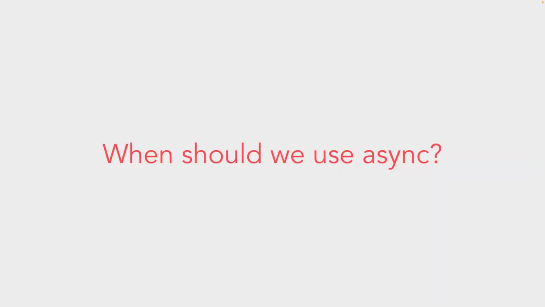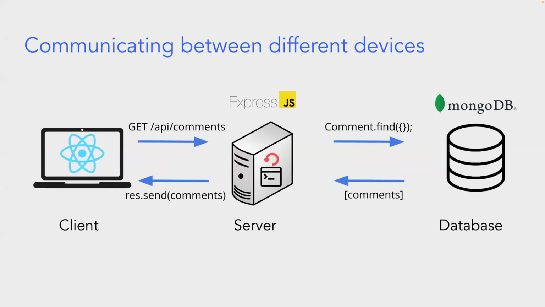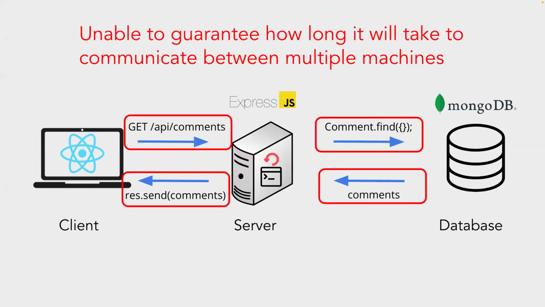So now we're going to go through some examples of when async is a good idea to use. And for the most part, we already can use async for all of these things, and it's pretty much the default. So when we're communicating between different devices, there are a lot of places where this communication can get very slow. All of these operations where we're communicating between different machines or different servers or different computers can take basically an unbounded amount of time.